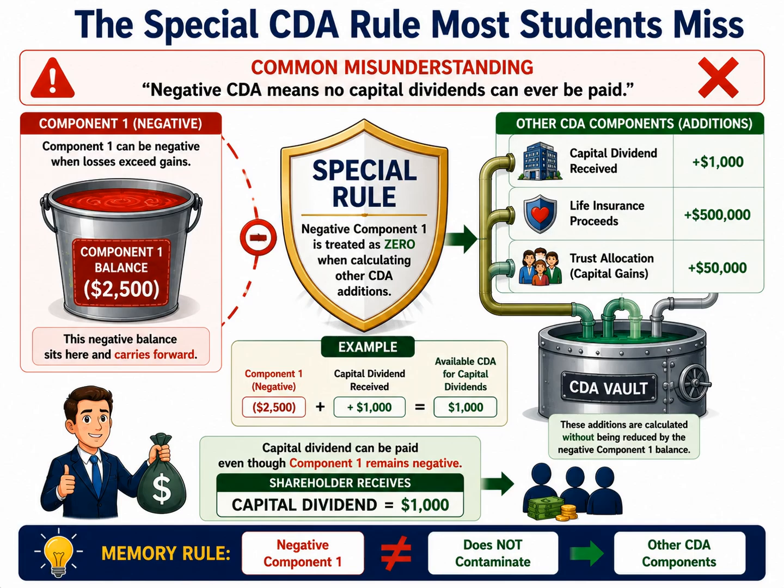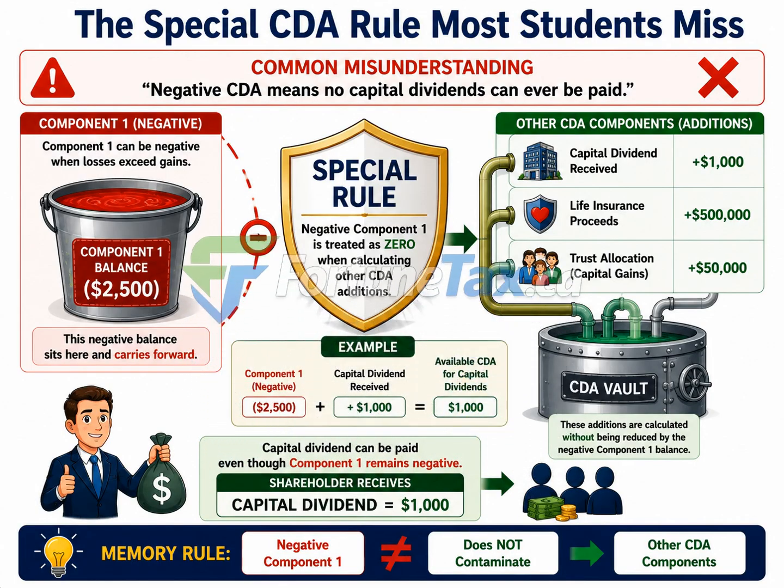Let's focus on the example shown here. Component 1 is negative $2,500. The corporation receives a capital dividend of $1,000. Because of the special rule, the $1,000 capital dividend is still added to the CDA calculation. As a result, the corporation has $1,000 of available CDA and may pay a $1,000 capital dividend to its shareholders. Notice what happened. The corporation was still able to pay a capital dividend even though component 1 remained negative.